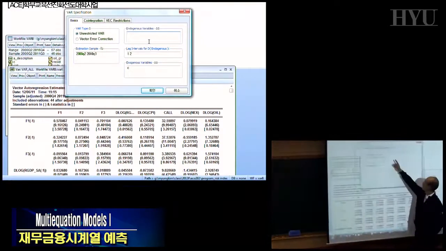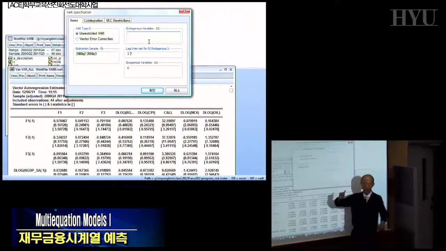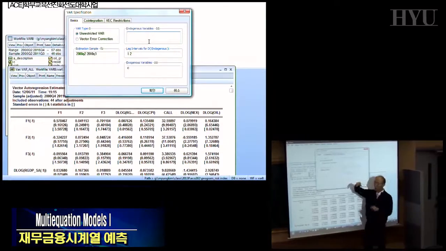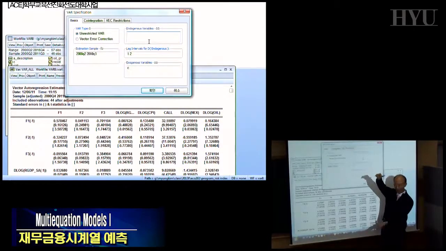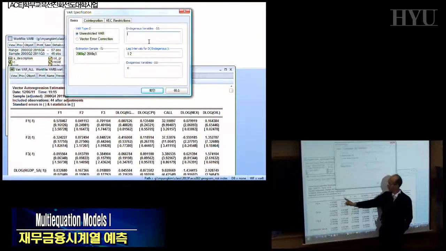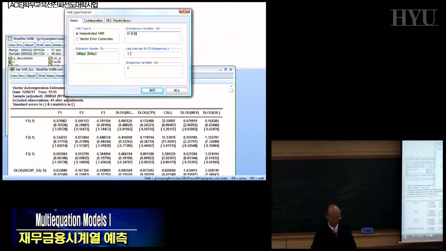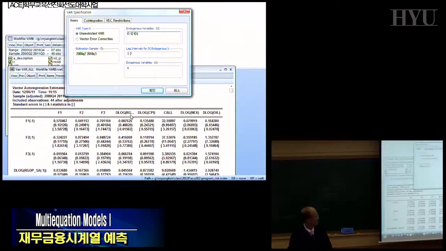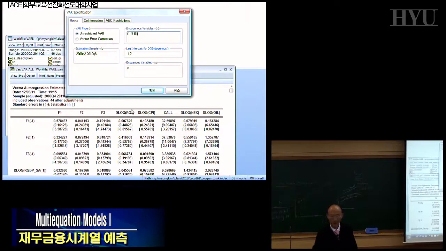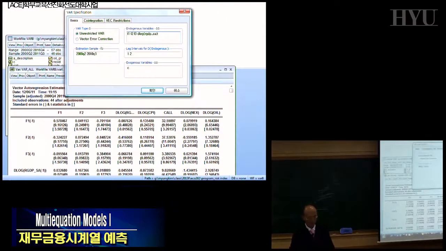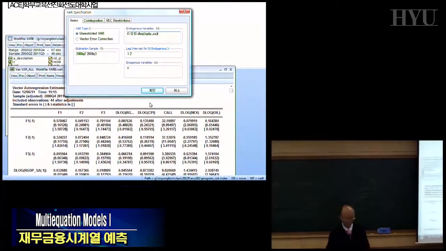So here I try to include endogenous variables. By that, what I mean is what has to be included in this vector x. I try to put these in, assuming all are stationary. The first ones are F1, F2, F3 as they are. Now the fourth one is D log real GDP SA. So this is the GDP growth rate, which is stationary. And then CPI: D log CPI is CPI inflation, which is stationary.